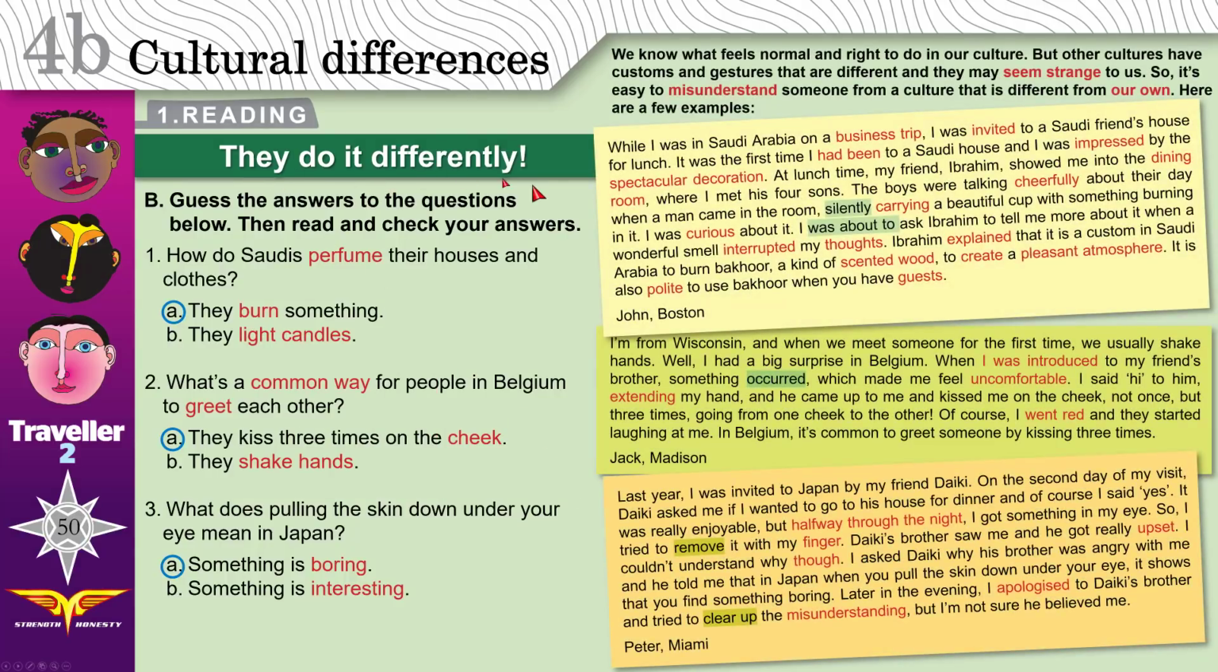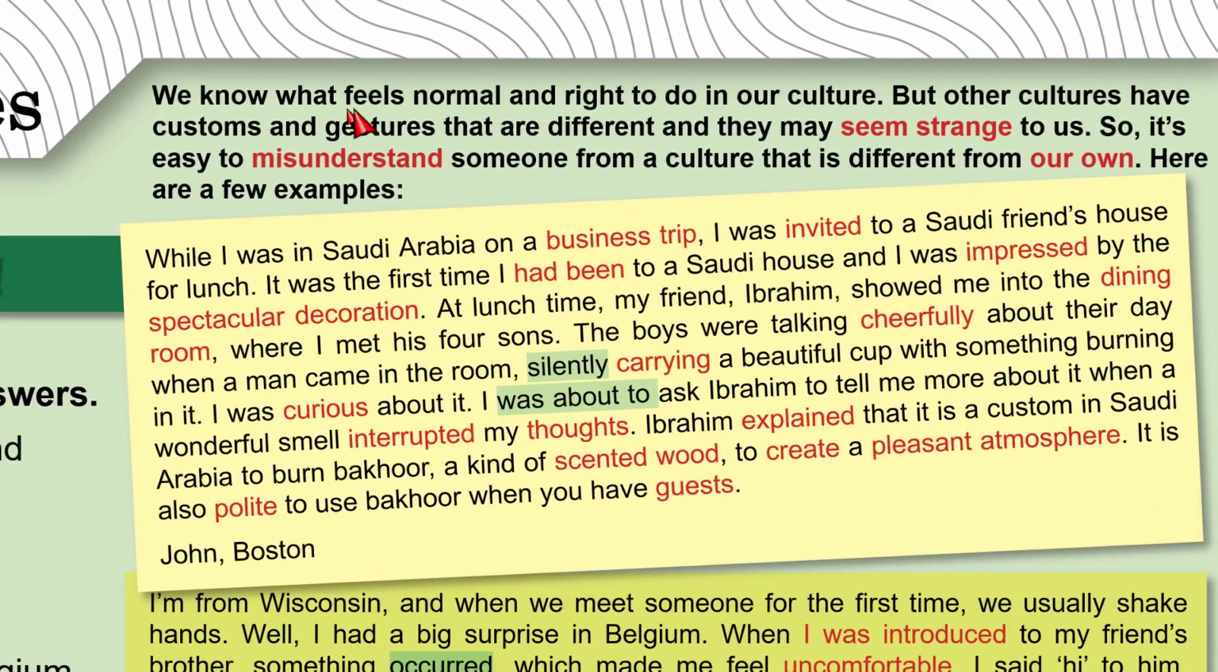They do it differently. We know what feels normal and right to do in our culture, the right thing to do, but other cultures have customs and gestures that are different, and they may seem strange to us. When we see them, we think they are unusual. So it's easy to misunderstand someone. When you misunderstand, you fail to understand the correct meaning. You understand something wrong from a culture that is different from our own, from our culture.